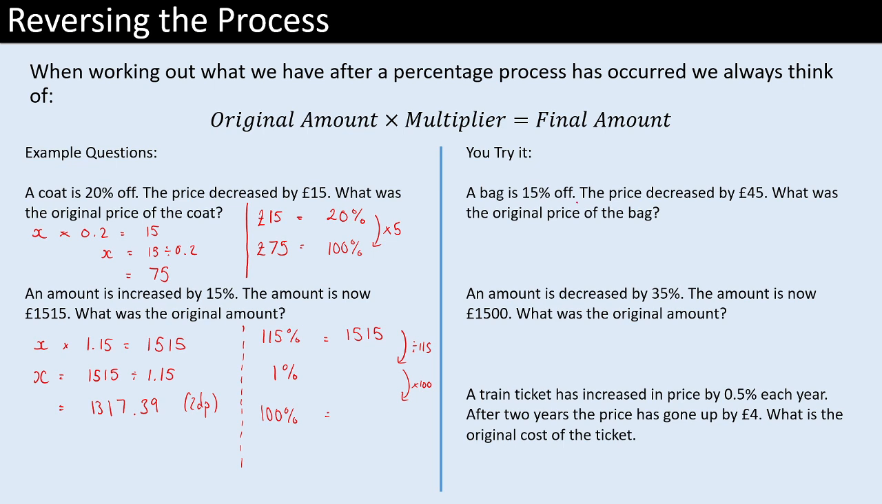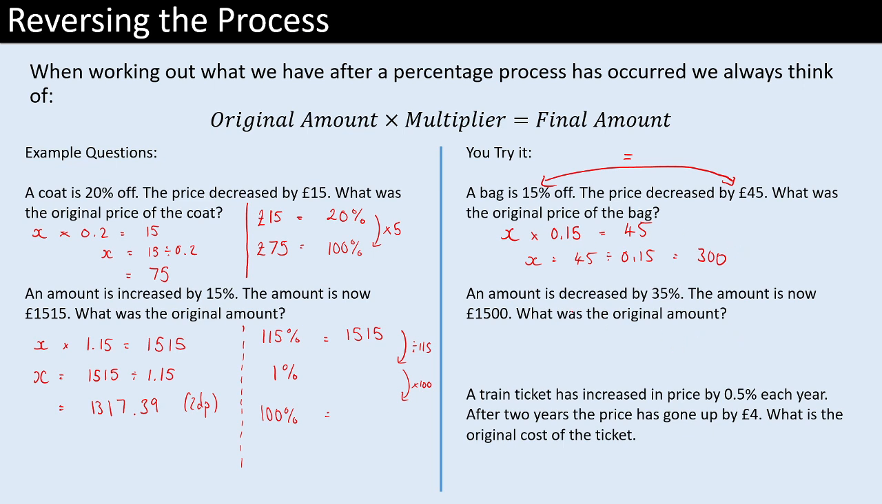So, bag is 15% off. The bag decreased by £45. So that means that those two amounts are equal. So, our original amount times by 0.15 equals 45. So x will equal 45 divided by 0.15. 45 divided by 0.15 is 300. Be careful that because this is 15% off and the 15% equals the 45, our multiplier is just 0.15. Okay.